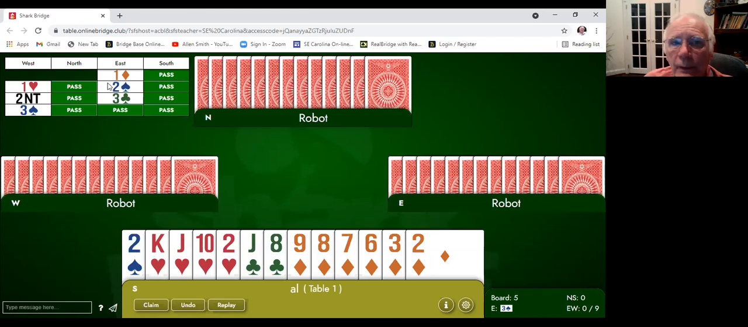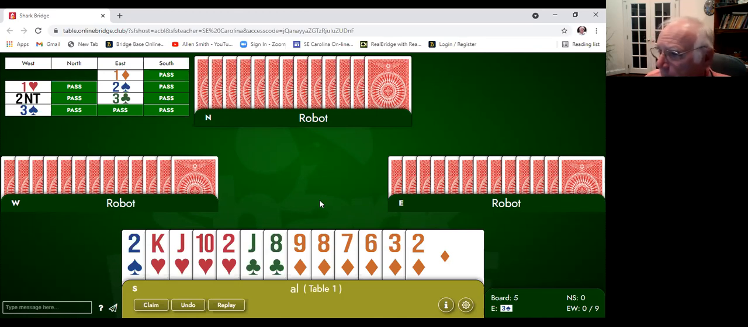Actually, we're going to be on opening lead because we are now in the spade contract. Now, what do we know? Well, we know that East started out with at least 5 diamonds. Could have 6 diamonds. We've got 2, 4, 6. So there's a probability that our partner might have a singleton or void in diamonds. So what we want to do is plan to give our partner a ruff.